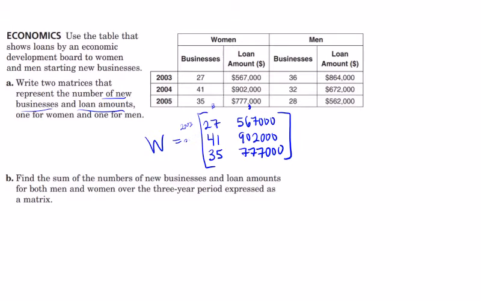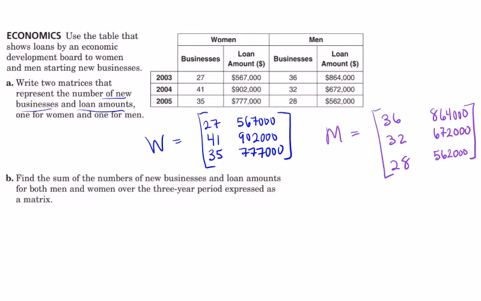So next, we'll do one for men. For men, we'll use M as the label, but we could have used A and B or whatever you want. So 36, 32, 28 is the first column, and then the second column is 864,000, and we got 672,000, and then 562,000. All right, so those are our two matrices.